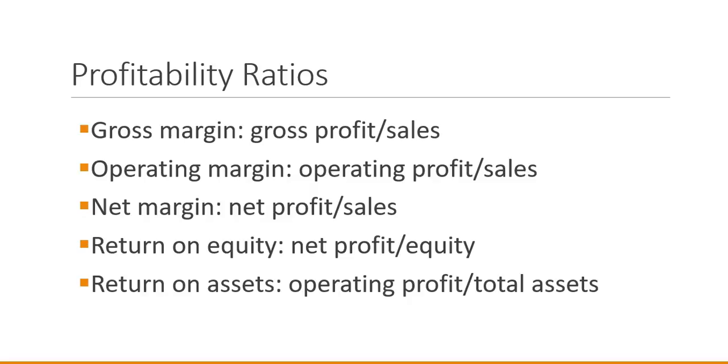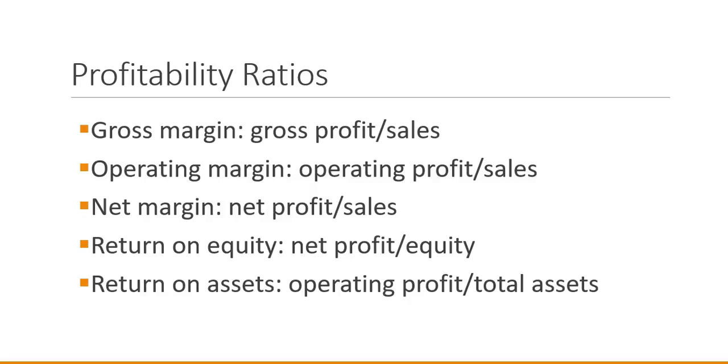Then moving down the income statement, operating margin is operating profit as a percentage of sales. So at this point, we're looking at all of the operating activity, not taking into consideration financing or taxes. Moving down to net margin, net profit as a percentage of sales. That considers all components of our operations, the operating expenses, financing expenses, and the tax situation of the company.